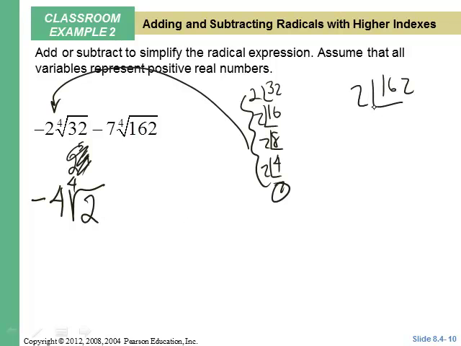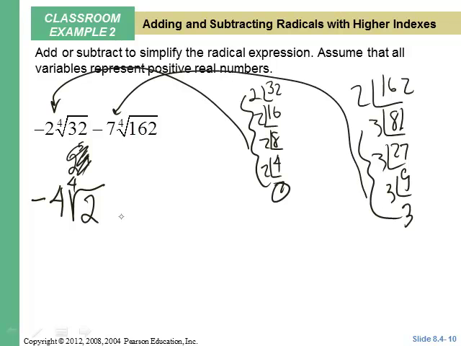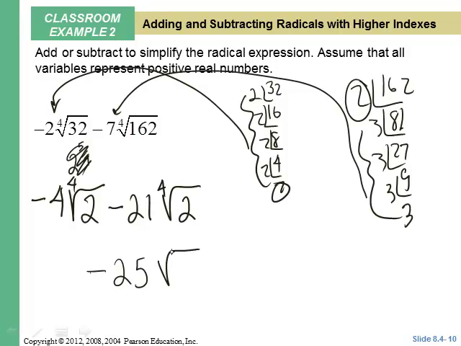162 divided by 2 is 81. Divided by 3 is 27, divided by 3 is 9, divided by 3 is 3. So we got 7 on the outside times another 3, so minus 21 fourth root of 2, because we still have a 2 left, is negative 25 fourth root of 2.